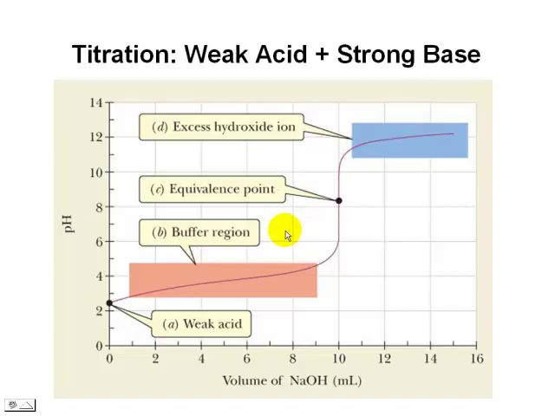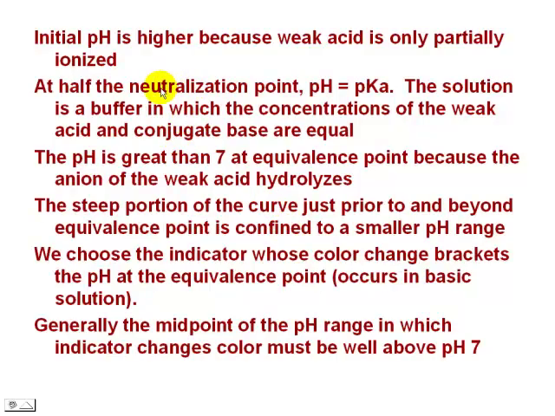So I think the best thing that we can do here is I'll go ahead and repeat what I said before, and then we'll go ahead and do a few calculations. So again, the initial pH for the titration curve of a weak acid by a strong base is going to be higher, and that is because the acid only partially ionizes. At half the neutralization point, the pH is going to be equal to the pKa. Remember, the solution is a buffer, so at this point the concentrations of the weak acid and conjugate base are equal.